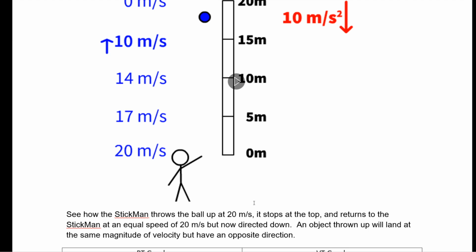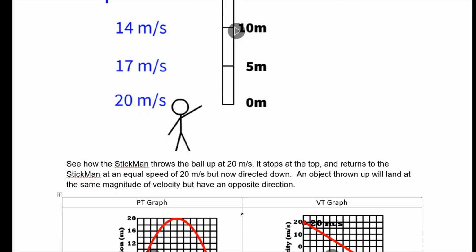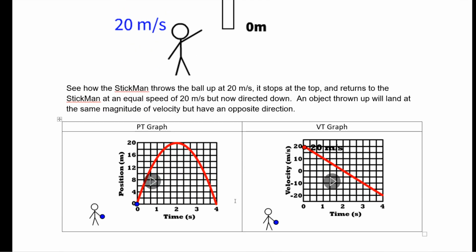He throws the ball up. It stops at the top, returns to him at an equal speed, but now directed down. The object thrown up will land at the same magnitude of velocity, but have that opposite direction.